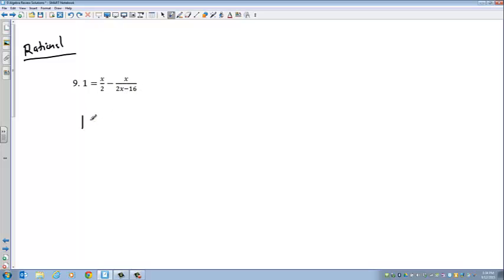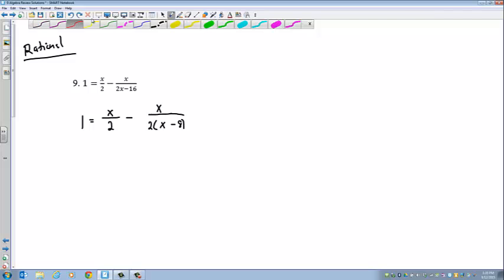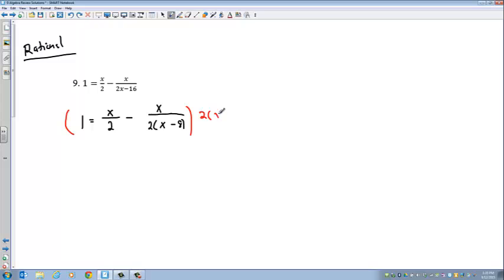Now, this one you may want to rewrite before you figure out what you're going to multiply both sides by to clear the denominators. You may want to rewrite the bottom here. You want to pull out that 2, so that's 2 times something minus something. This is an x because 2 times x is 2x, and then minus an 8 because 2 times 8 is 16. So then it's really clear that if you multiply everything by the number 2, and also by x minus 8, it's going to clear the denominators, which means get rid of the denominator.